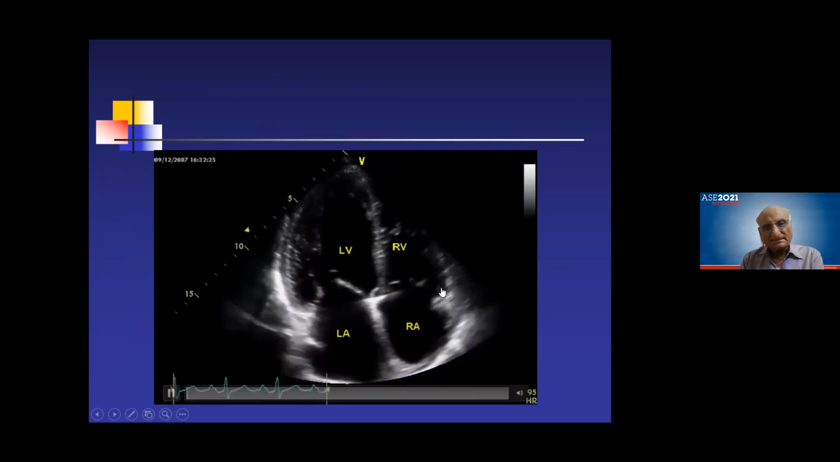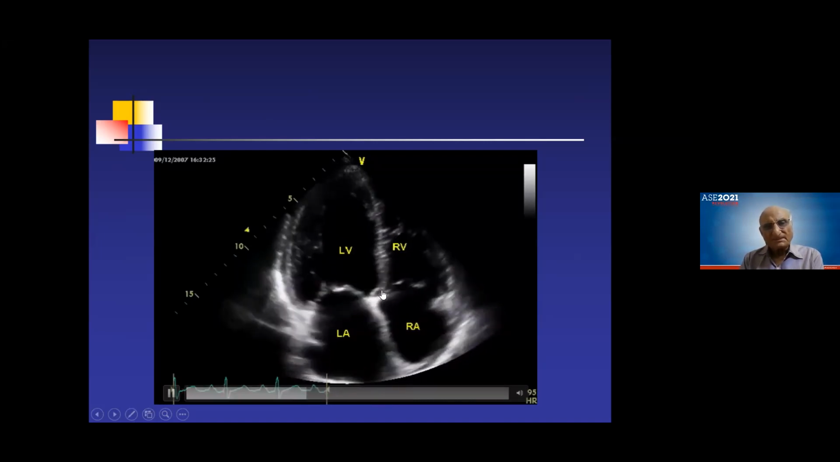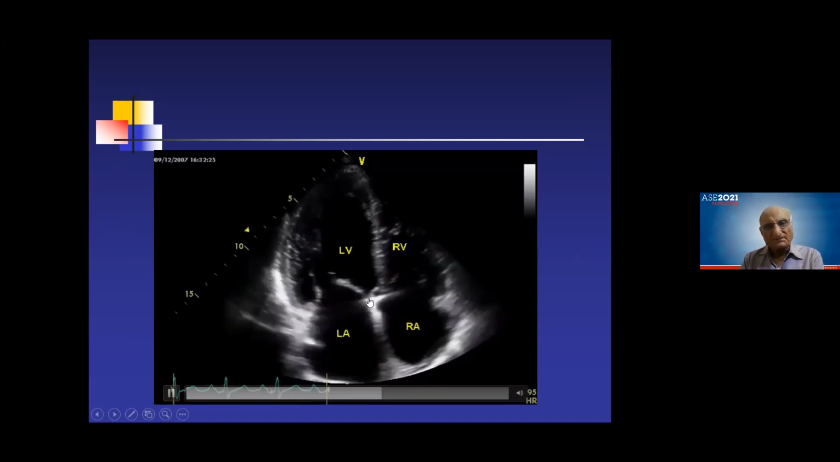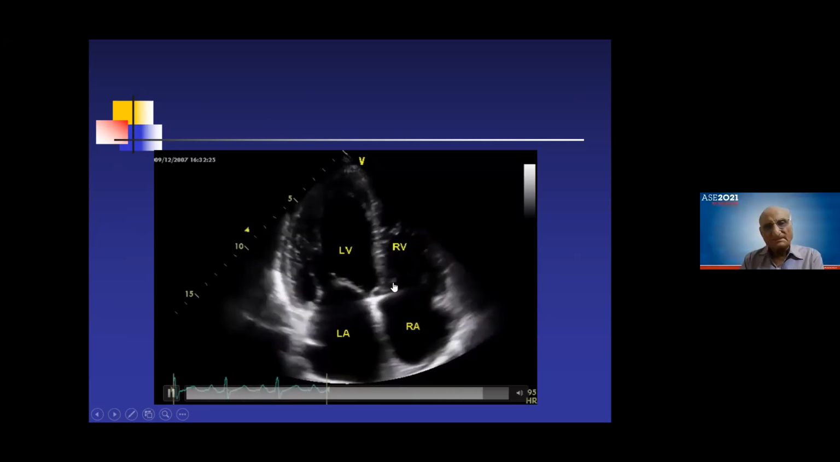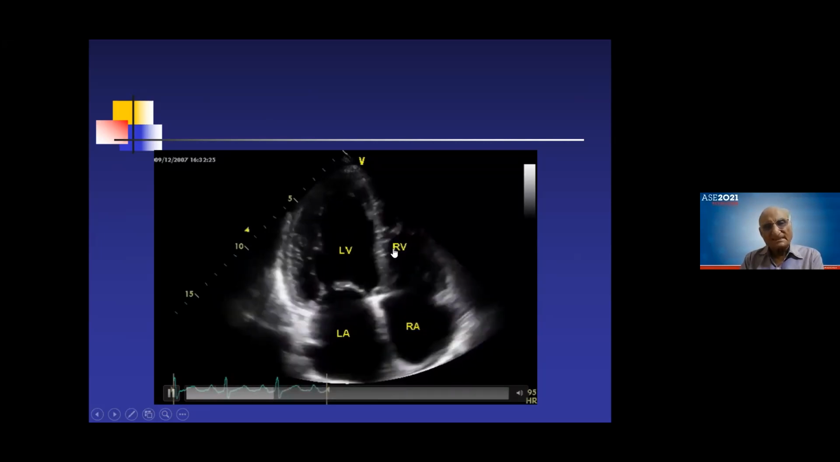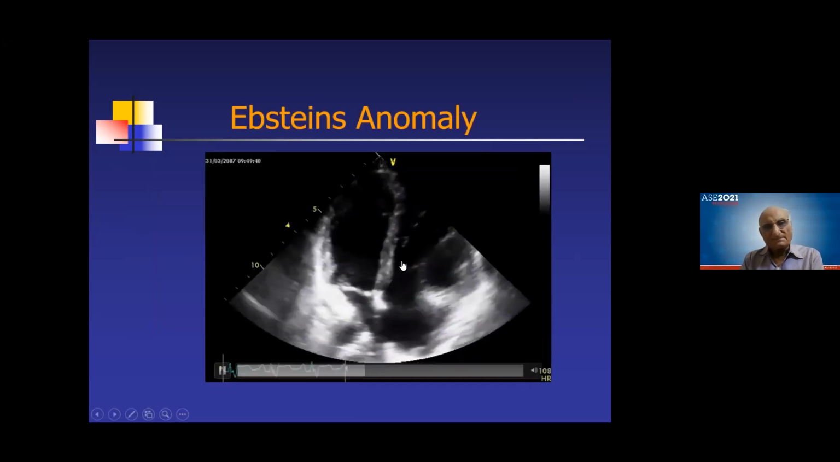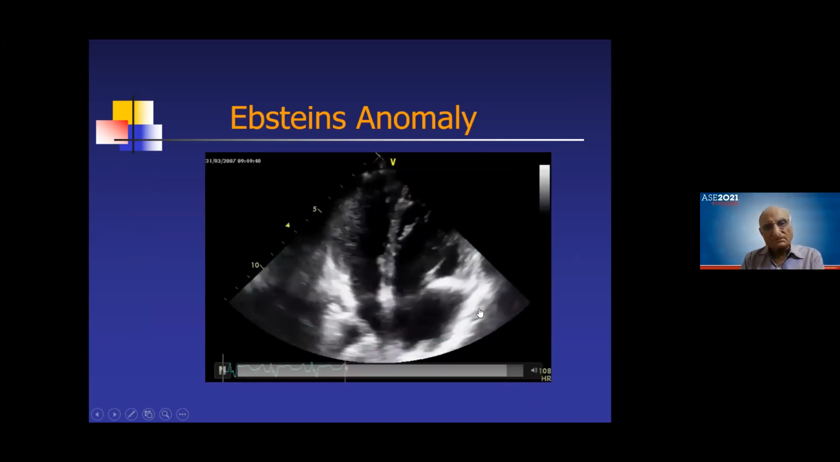You see, this is the anterior leaflet. This is the septal leaflet. It is arising from a normal position, hardly about 5 to 8 millimeters from the mitral valve. So in an Ebstein's malformation, the septal leaflet arises much toward the apical side. You see here, it is arising much from the apical side.